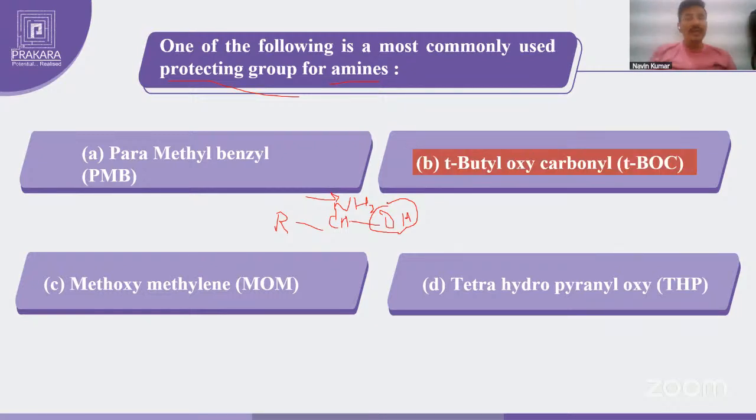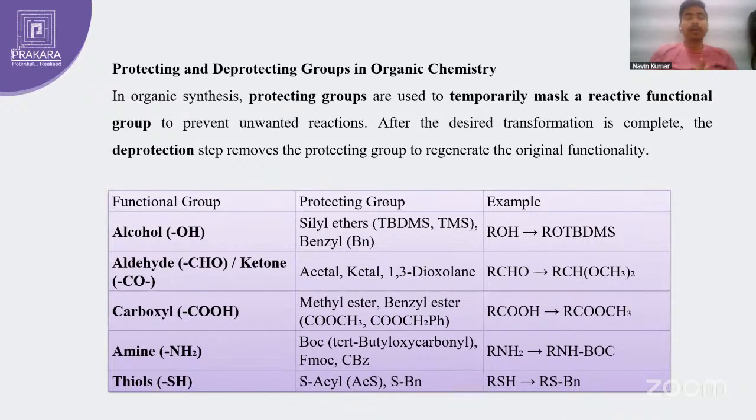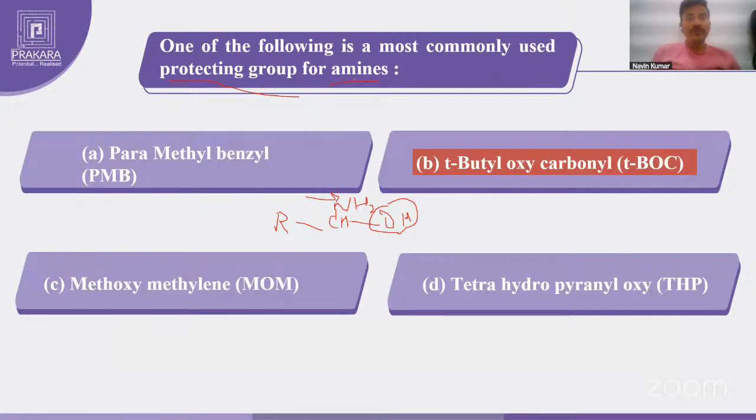Here you can see the options, and these are the things that you need to remember. There is no shortcut for a few things, and this is one of them. Basically the protecting group is used to temporarily mask a reactive functional group to prevent unwanted reactions. Here is a list of a few common protecting groups. The question was related to amines, so which one is commonly used in the case of amines?